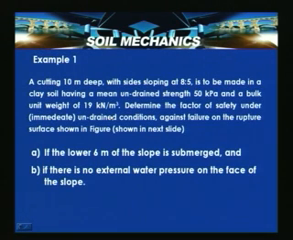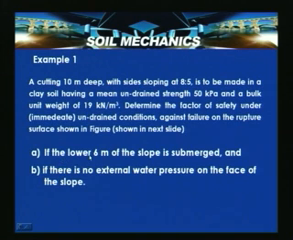So, let us look at a similar example to what we have discussed, and see how we can solve it. Example 1: a cutting 10 meter deep with sides sloping at 8:5 is to be made in a clay having a mean undrained shear strength of 50 kilopascals and bulk unit weight of 19 kilonewton per meter cube. Determine the factor of safety under immediate undrained conditions against failure on the rupture surface shown in the figure. This figure is shown in the next slide.